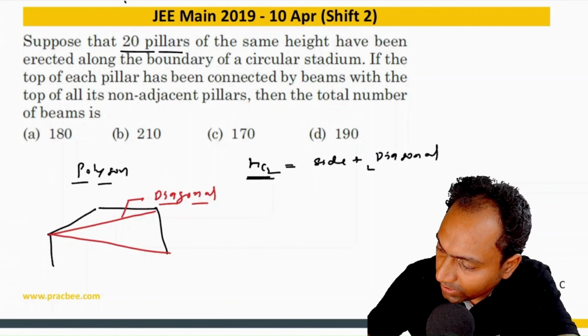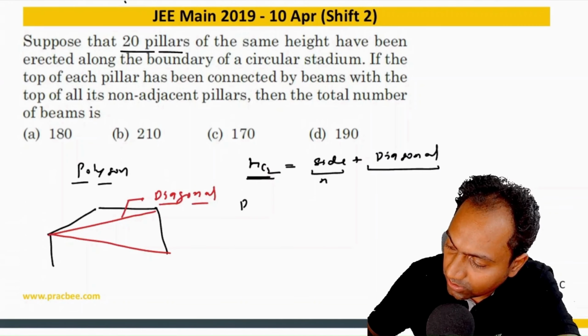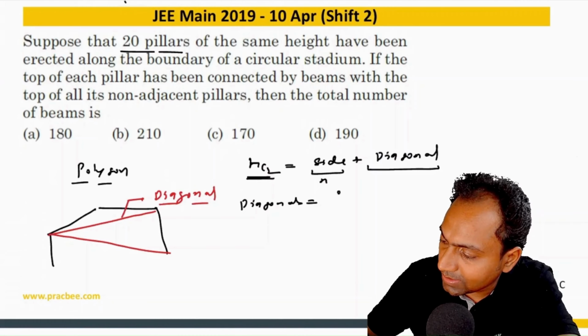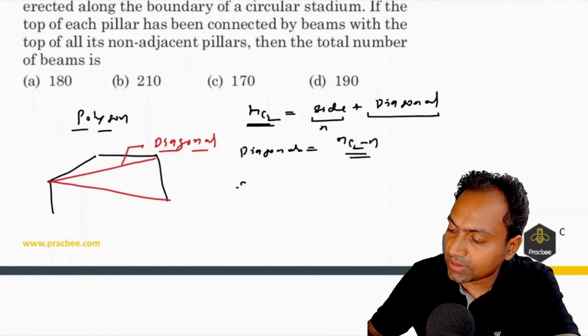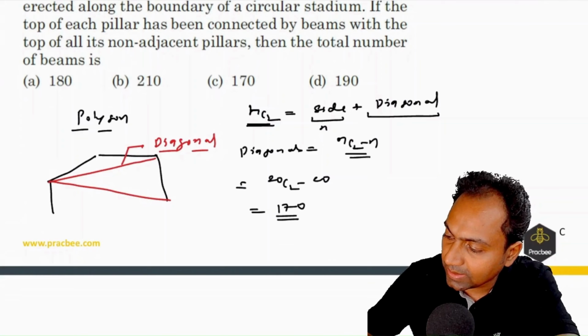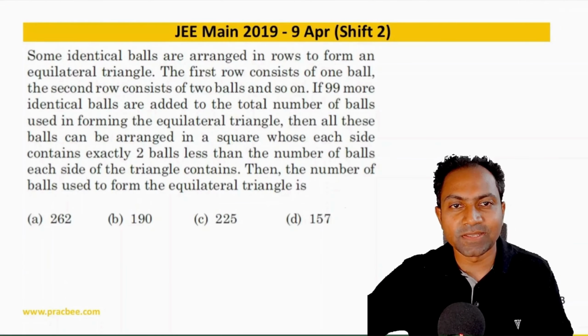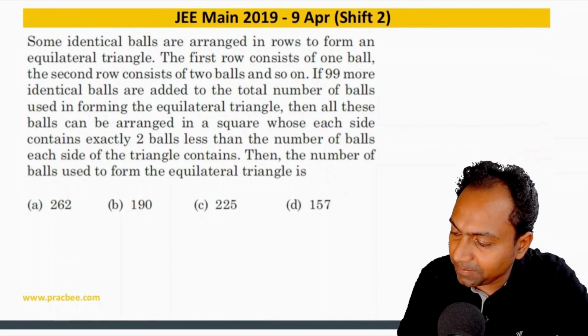Since I want diagonals, this number of sides, that is n, can be taken on the other side. So the number of diagonals for a polygon is nothing but nC2 minus n. If you put the value in this, what you get is 20C2 minus 20 in this case, which simplifies to 170. That is option C. Now this next 2019 question involves some basic sequence series and PNC.